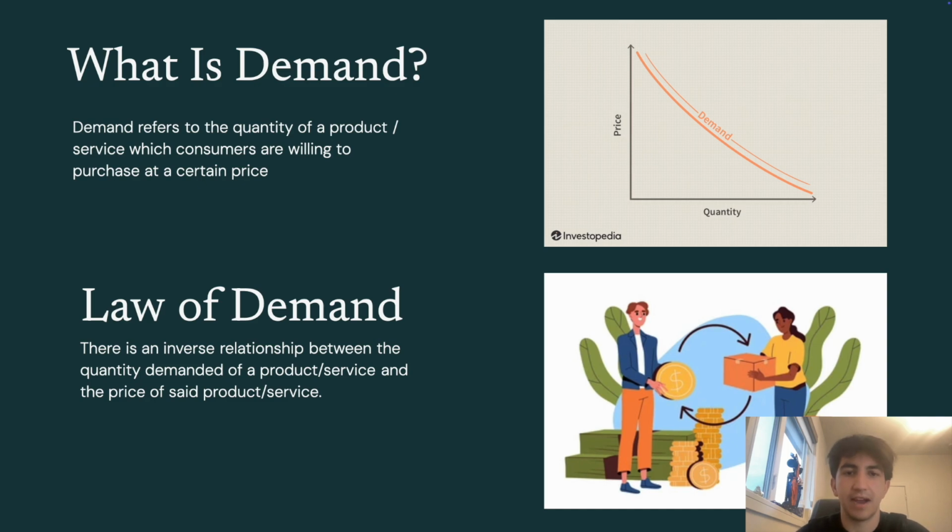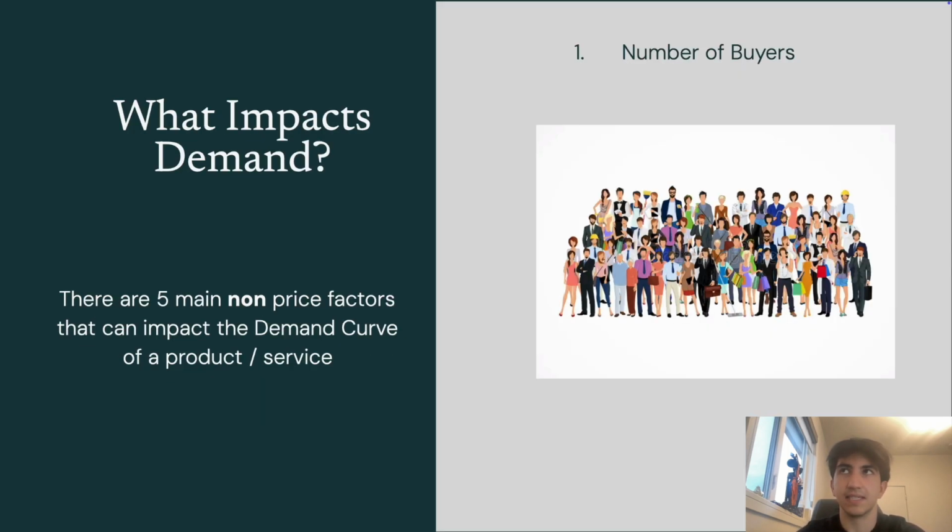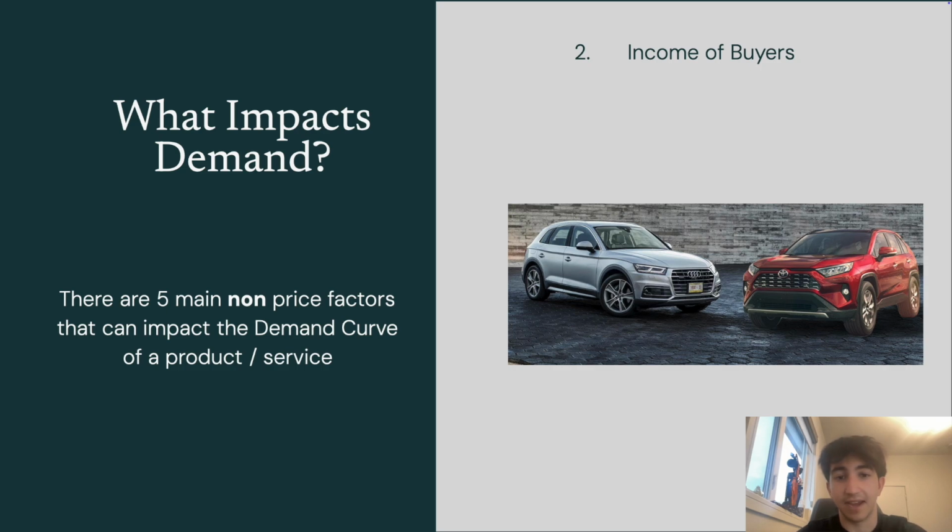Now, let's go into 5 factors which will shift the demand curve. The first of these is the number of buyers. Naturally, as more buyers enter a marketplace, the demand will, in general, increase, and as fewer buyers exist in a marketplace, so let's say a large contingent of people interested in motorcycles move out of Canada, the demand for bikes in Canada will decrease. The second factor is the income of buyers.